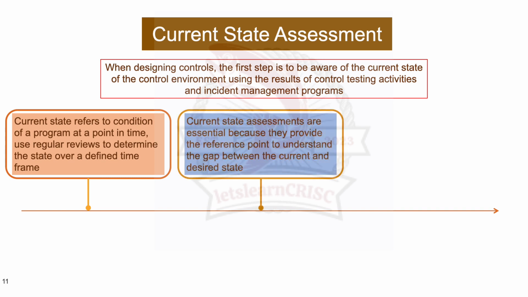Next, under the current state, assessments are essential because they provide the reference point to understand the gap between the current and the desired state. Friends, understanding the current risk level is crucial because it serves as a reference point, right? Offering a baseline to assess the disparity between the present state of the risk and the desired state.